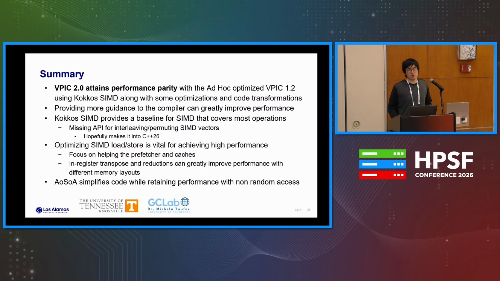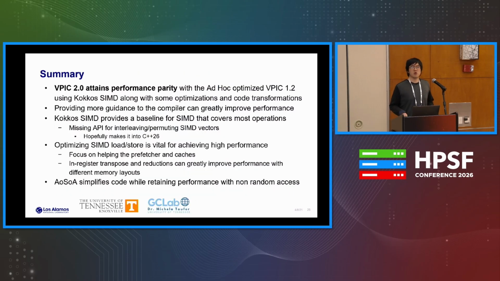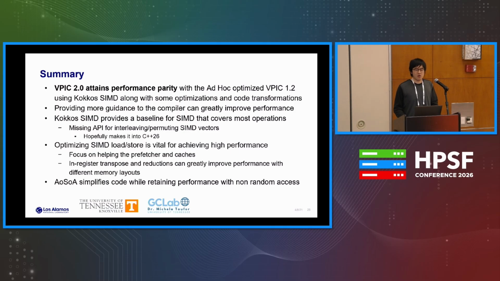Using Kokkos SIMD as well as various optimizations to the loading and storing code, we've reached performance parity with our old VPIC 1.2 code. If you don't want to go full SIMD, just massage the code a bit to help the compiler, and you can get pretty far, especially with simple, more common architectures. I really hope interleaves and permutes get into the standard.